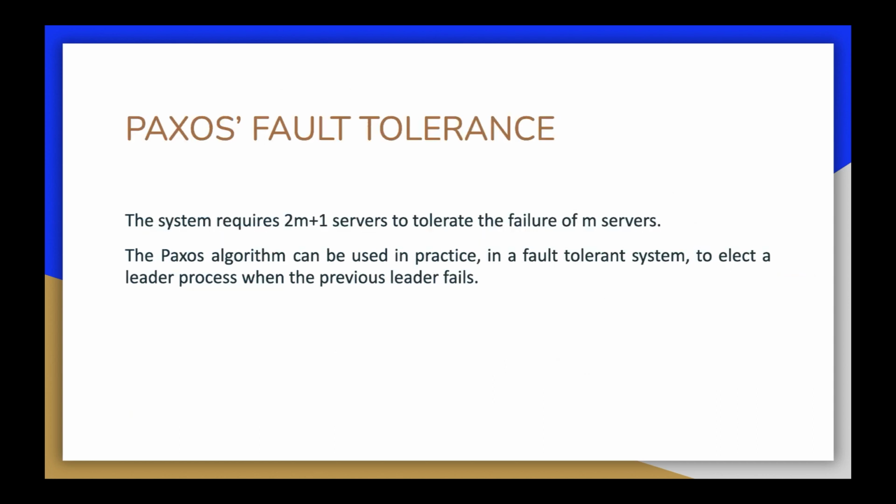For what concerns the fault tolerance provided by Paxos, to tolerate the failure of a certain number m of servers, the system requires 2m+1 servers. The Paxos algorithm in practice can be used for electing a leader process when the previous leader fails, as recovery from this failure. We can imagine in fact that a proposer wants to propose a value that is "I am the leader", and so when this value is selected it means that a certain agent became the new leader.